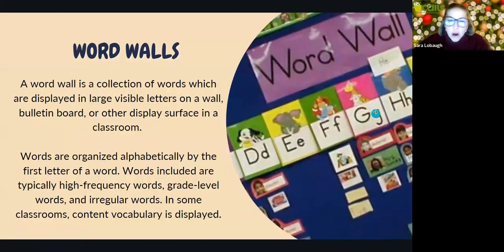Word walls are collections of words, typically in areas of the classroom, that are usually displayed with large letters and they're highly visible. Typically words on word walls are organized alphabetically by the first letter of the word. And many times high frequency words or grade level focus words or irregular words can be included on a word wall. In some classrooms, content vocabulary might also be mixed in with some of the other words on the word wall.